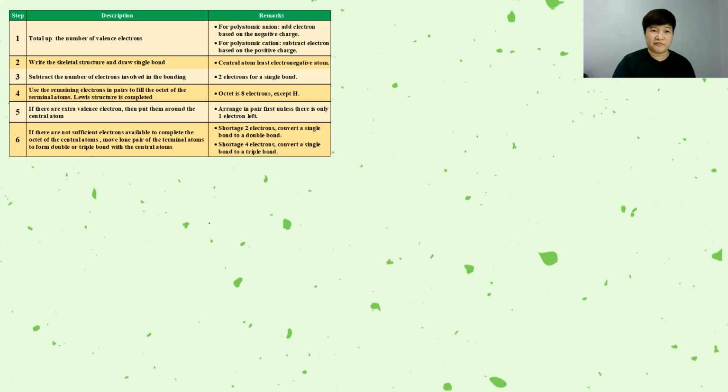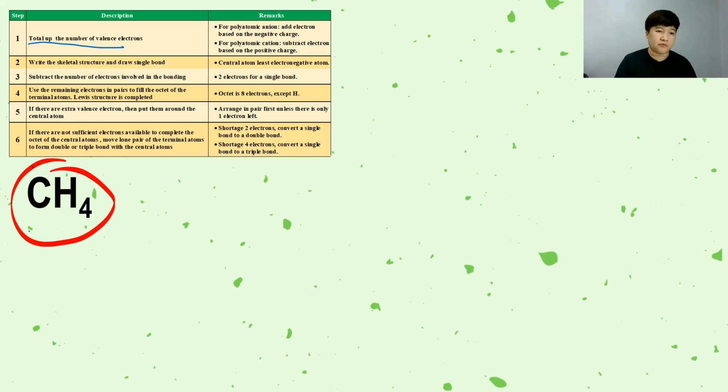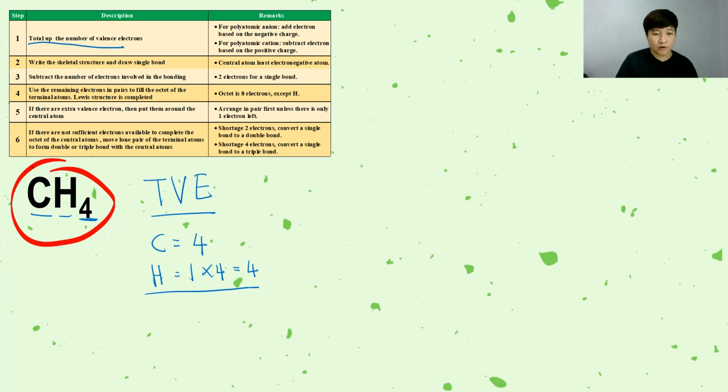So let's start with the first structure. The first structure that we have on the screen is CH4, okay? And what is our step 1? Step 1 is to total up the number of valence electrons. So we are going to total up the valence electrons for carbon and hydrogen. Carbon over here is 4. Hydrogen valence electron is 1. But I have 4 hydrogen, so times 4. 1 times 4, 4. Therefore, the total valence electron that we have is 8 electrons.